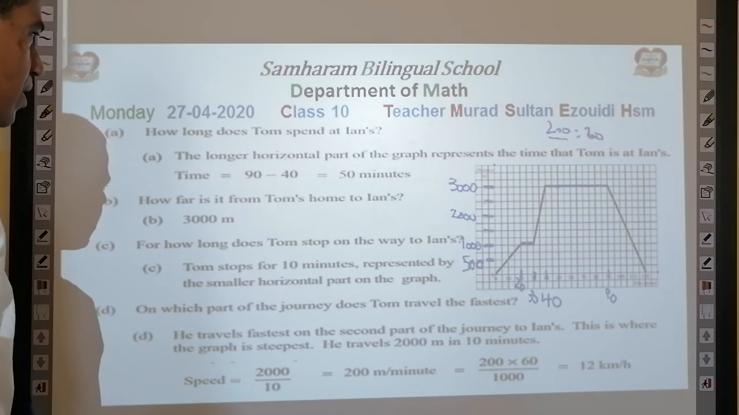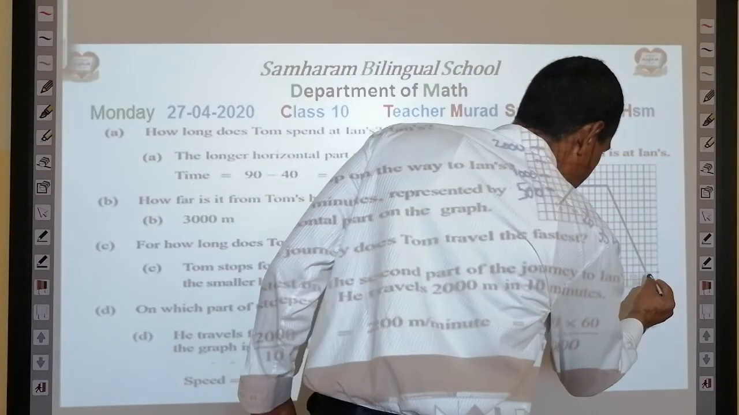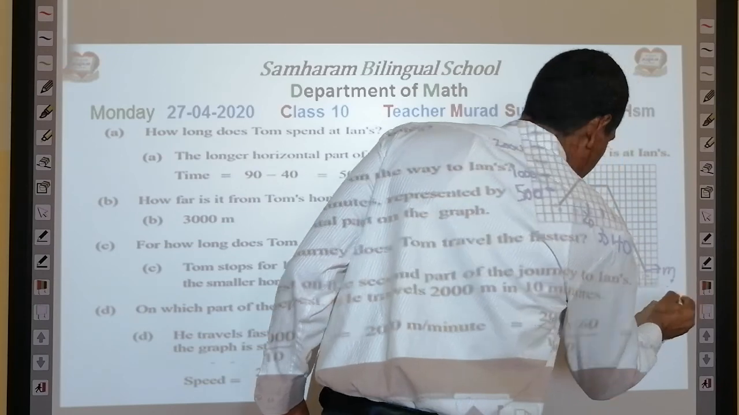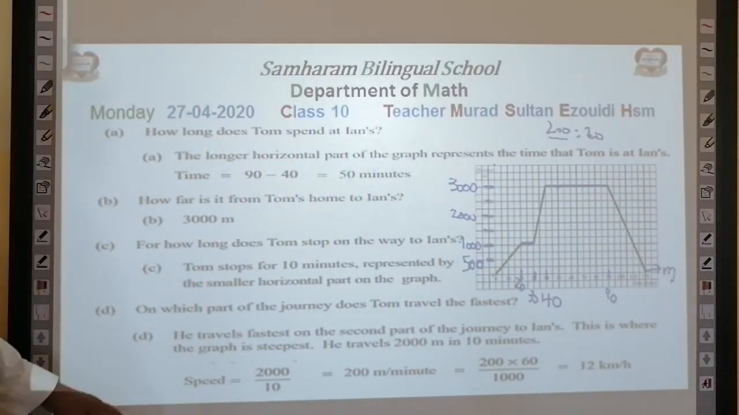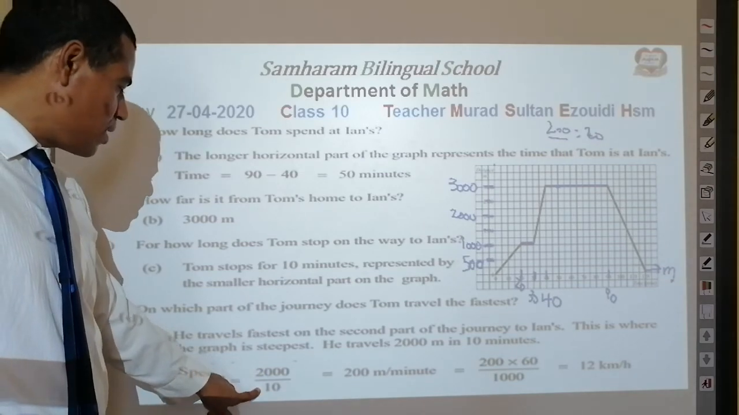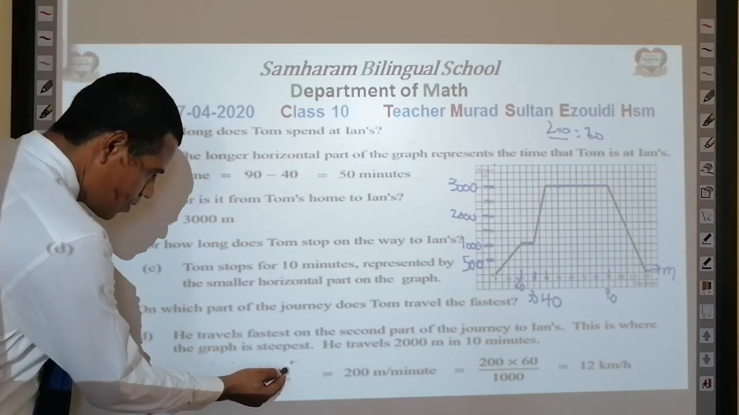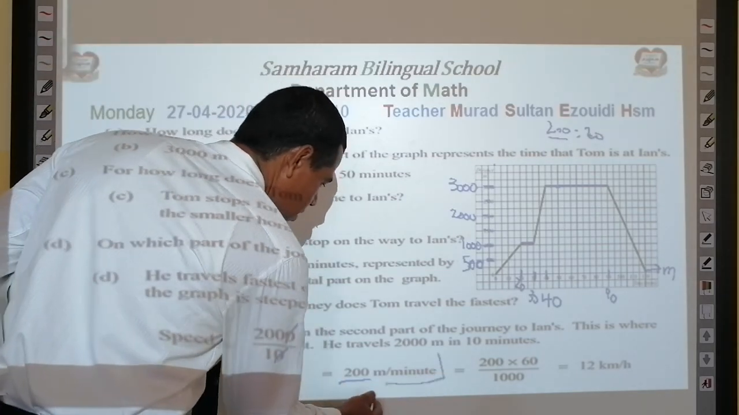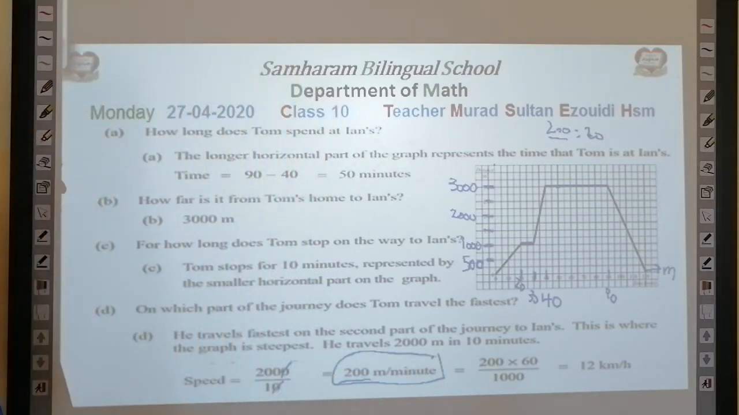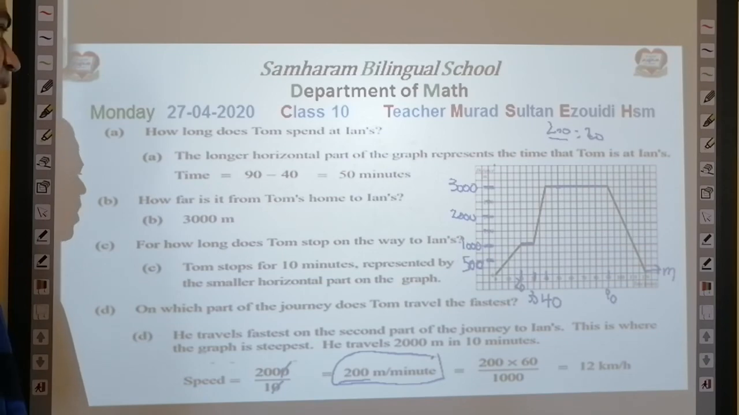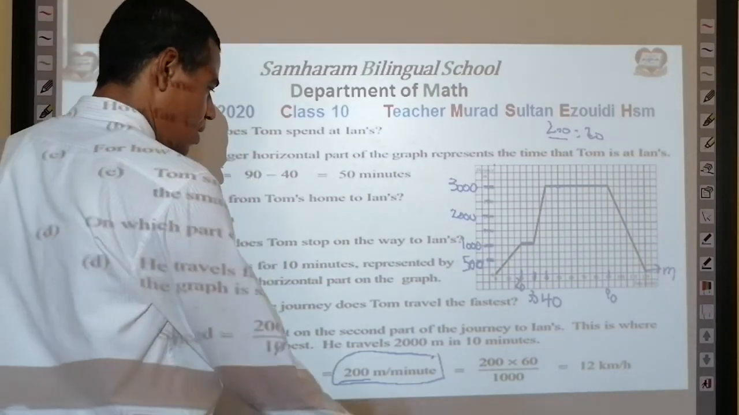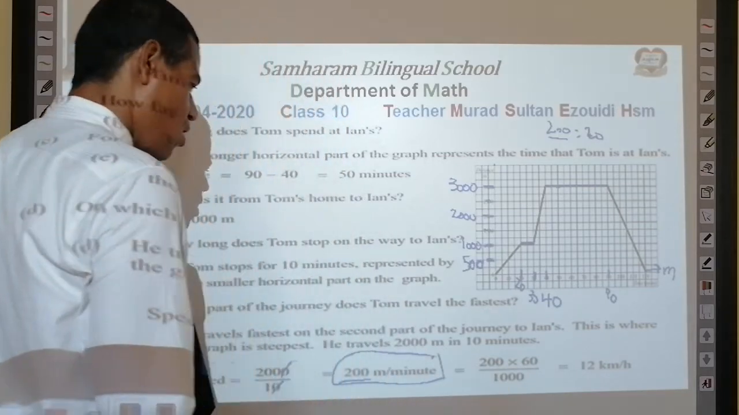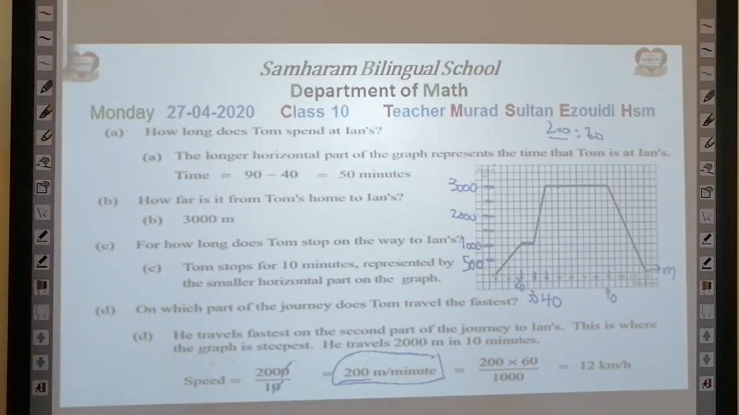In 10 minutes. So this denotes the minute. The speed is 2,000 divided by 10, gives 200 meters per minute. Okay, 200 meters per minute. Then we multiply 20 by 60 over 100. It will be 12 kilometers per hour, if you would like to change to kilometers per hour.